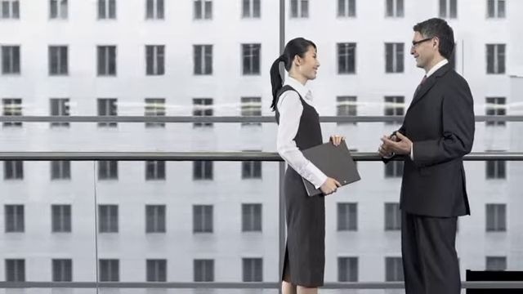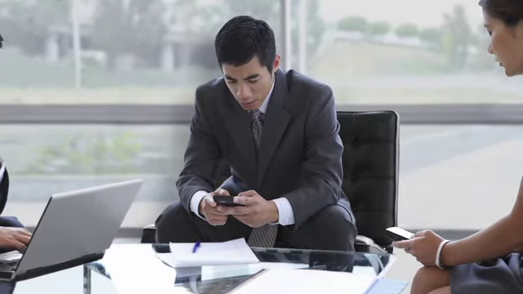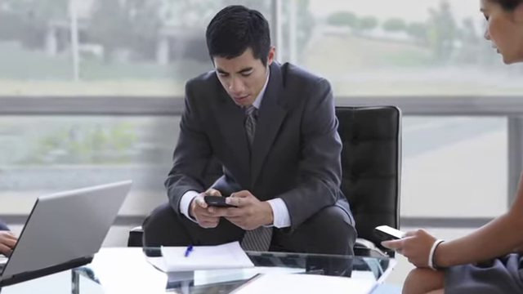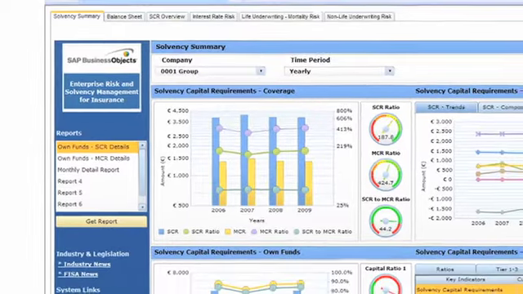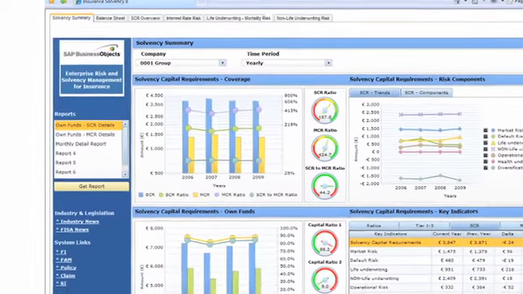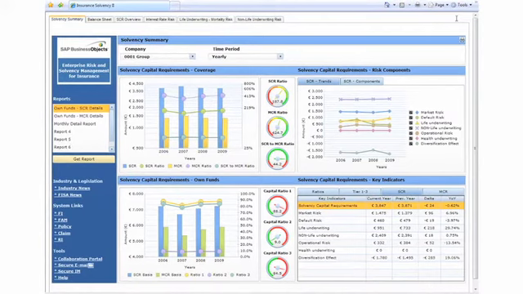management. Today, insurers have siloed views of their risks. For example, underwriting risk is addressed by actuaries. Interest rate risk and financial risk is addressed by chief financial officers, and operational risk is addressed by operational risk managers. With the SAP BusinessObjects Enterprise Risk and Solvency Management for Insurance Analytic application, insurers can gain an enterprise view of their risks and better understand risk exposures and capital required, enabling them to make better business decisions for capital allocation and their overall business strategy.